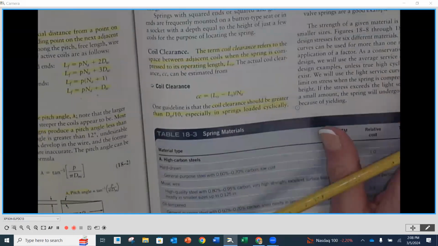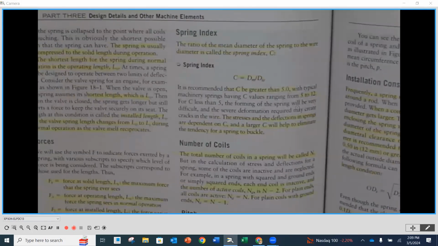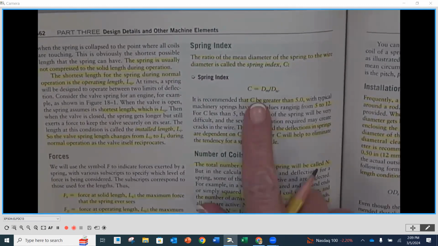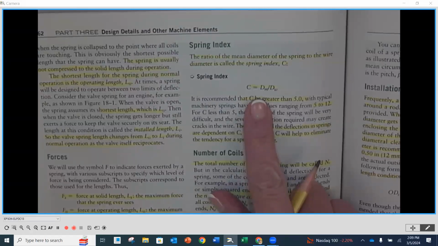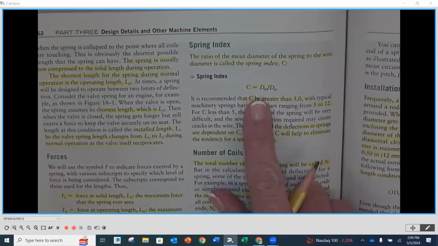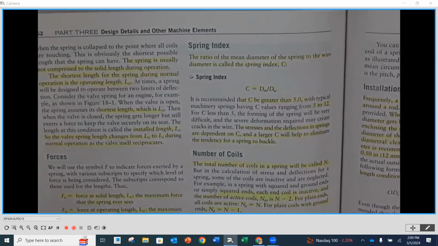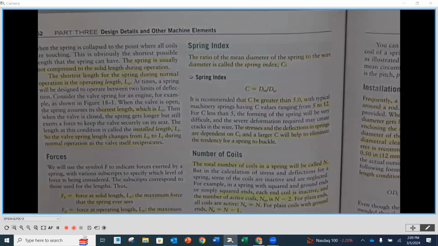Okay, 662. So at the top of page 662, here's that spring index, and it's going to be the mean diameter divided by the wire diameter, right? This is the one where they recommend having a value of 5 or greater. Otherwise, it's going to be wound too tight and you could start to see cracking on the wire if it gets too close. Okay.